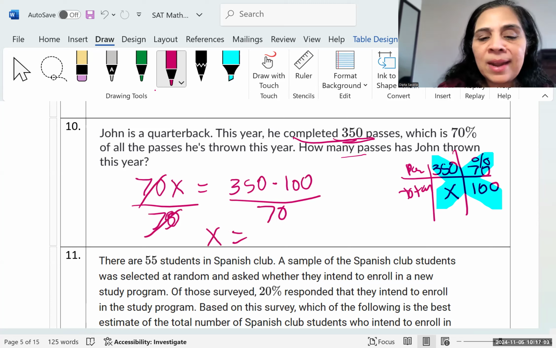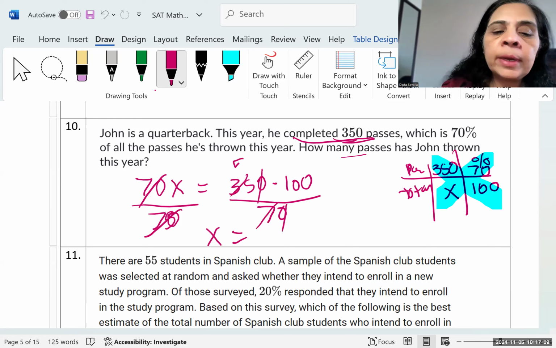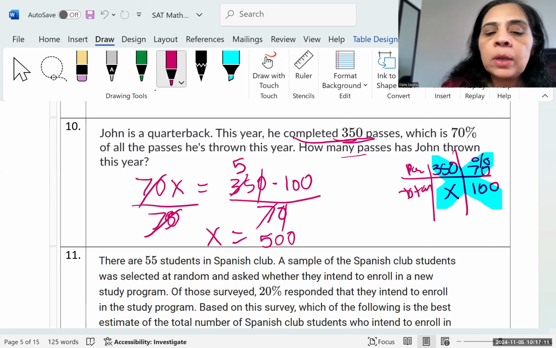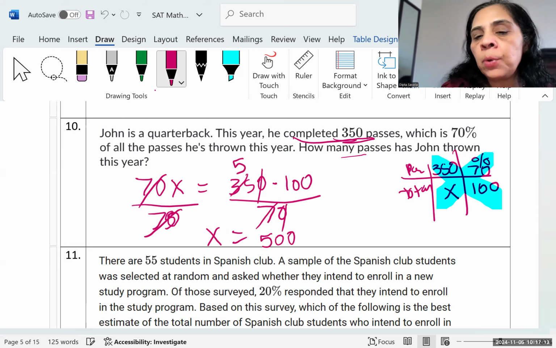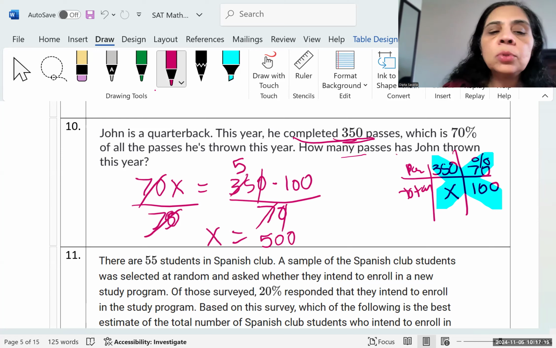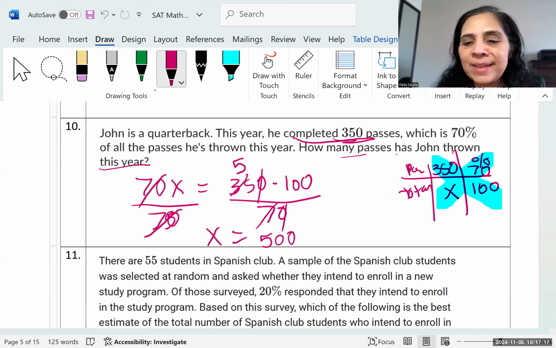350 times 100. So you can reduce this or you can use a calculator. 5 times 100 is 500. What that means is 500 passes has John thrown this year. That makes sense, right? So 70% is 350.